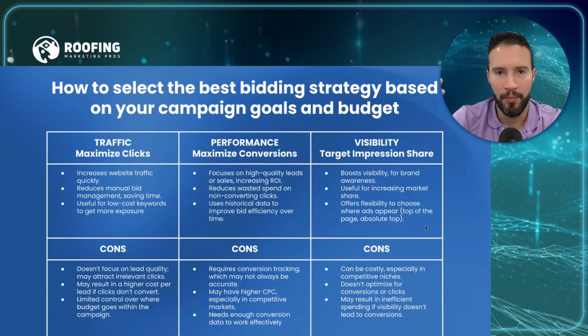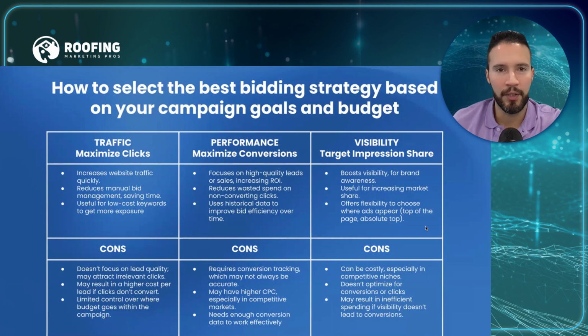So overall, what we do when we launch a campaign is we do maximize clicks in the beginning. That's the bidding strategy we use. We target the right keywords and then do maximize clicks. And then once we have about 10 conversions, we switch the bidding strategy to maximize conversions.